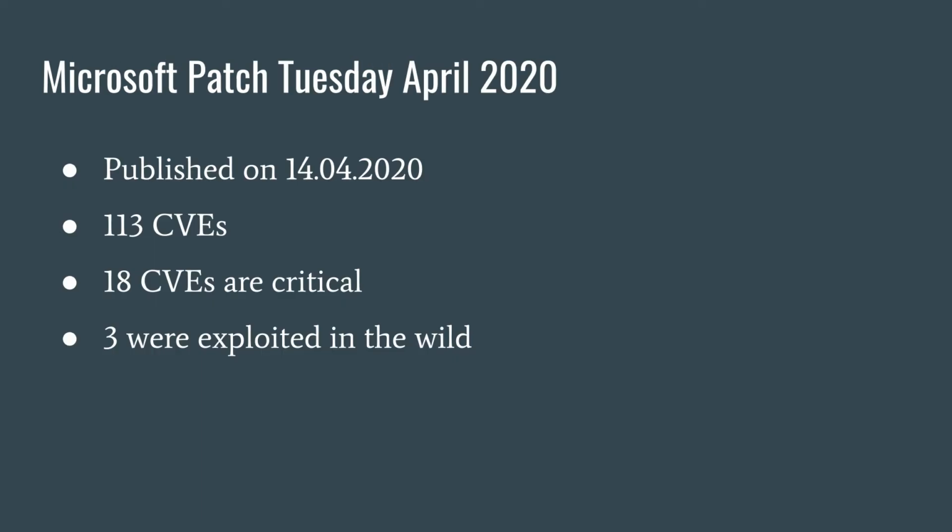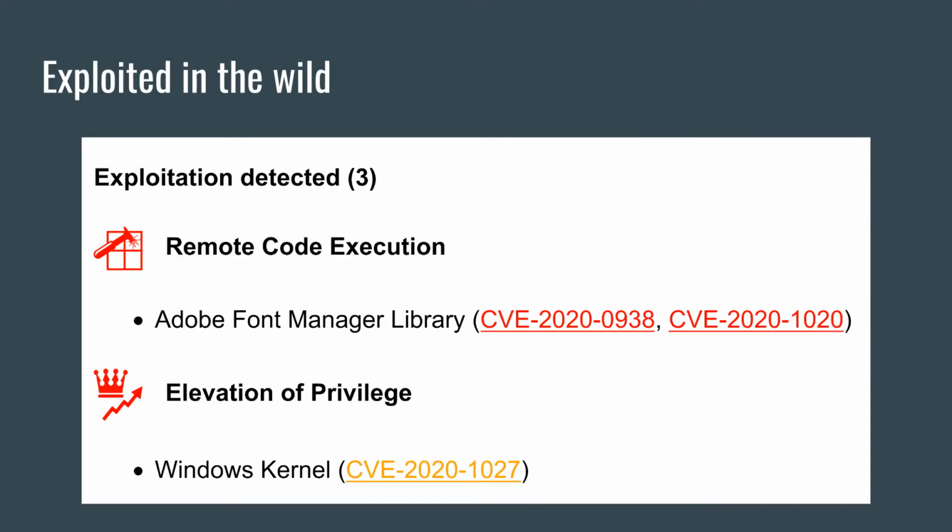April 2020 Microsoft Patch Tuesday was published on 14th of April and addressed 113 CVEs. 2 CVEs less than in March, but still too many to discuss them separately. 18 CVEs are critical. Other reports say 19, but you can count it yourself. And 3 were exploited in the wild. These 3 are the most interesting. I've got them by the exploited parameter in Microsoft CVE data.